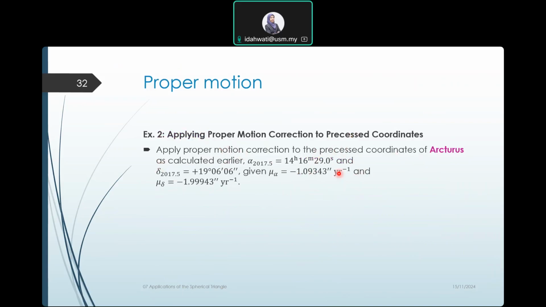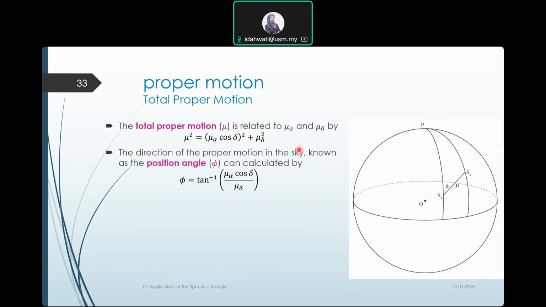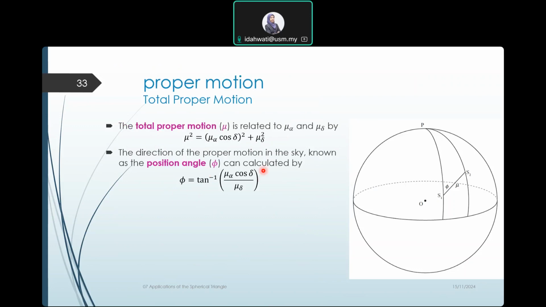Okay, so this is the information given to estimate. This is the total proper motion, which is symbolized by mu. It is related to these two components, alpha and delta, where we call this symbol phi. So phi is the position angle that can be calculated with this formula.